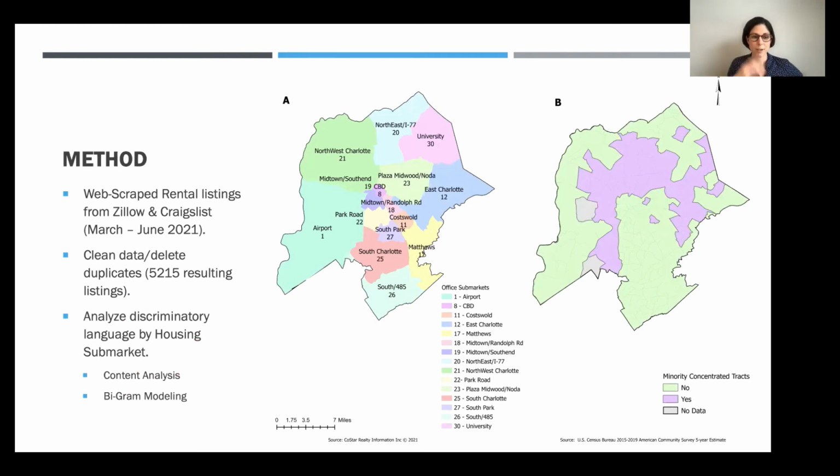So as I mentioned, he scraped these two websites, and we ended up with about 5,000 listings. And then he analyzed them both by housing submarket, that's these right here, and then a coarser analysis just splitting the city between minority dominated or not.